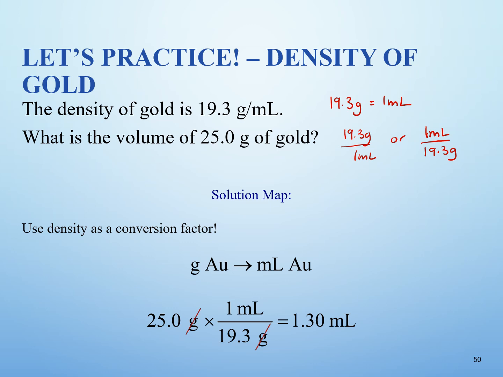And you can see down here, we actually use 25.0 grams. Then we gotta cancel the grams off, so we put the grams on the bottom, 19.3 on the bottom, 1 mL on the top, and you get your answer of 1.30 mL. And we do keep 3 sig figs here. This 1 mL is exactly 1 mL, so it has unlimited sig figs because it's 1.0000000 to infinity.